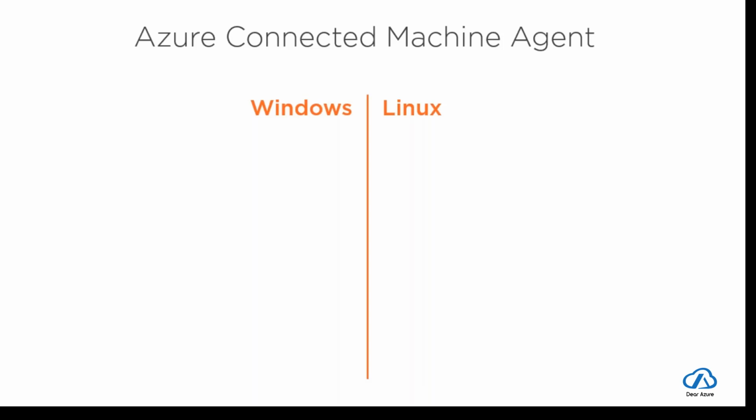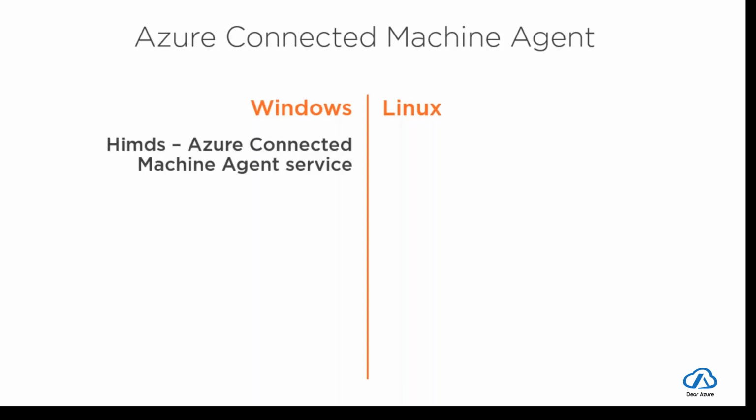Some more details about this Azure Connected Machine Agent. I know if you work in industry, you're probably like, I'm not into agents. Who is? Who wants to maintain agents? But it is required in this case. And just to let you know what actually gets installed when you install the Connected Machine Agent, you'll get 2 services installed for both Windows and Linux machines.